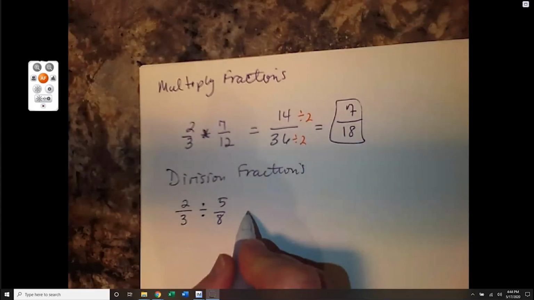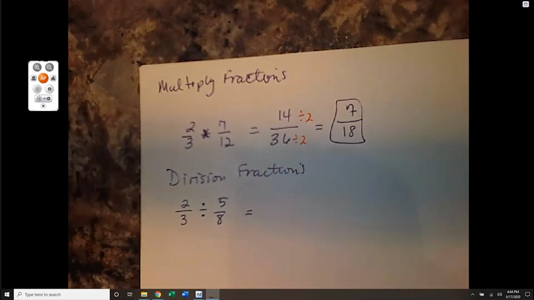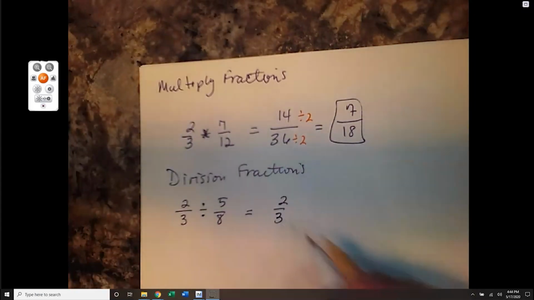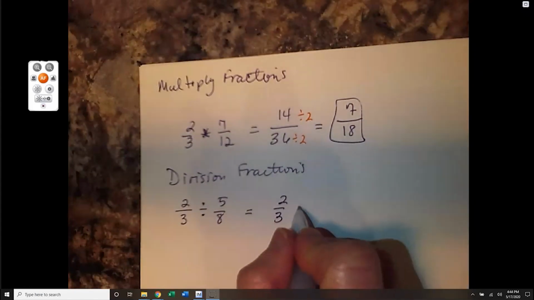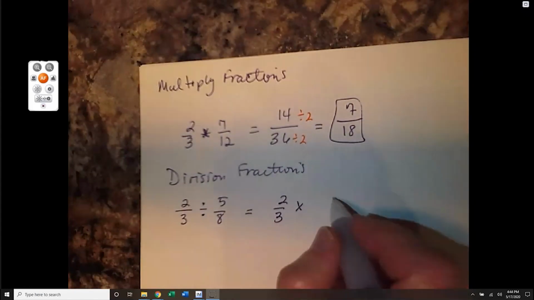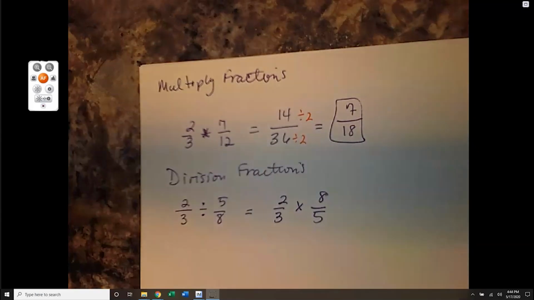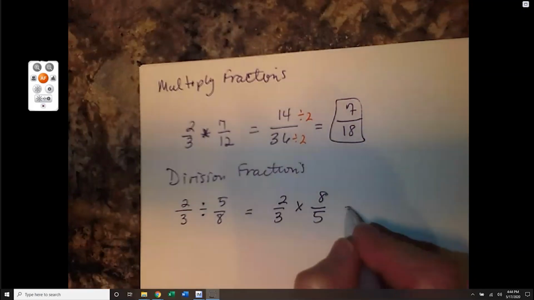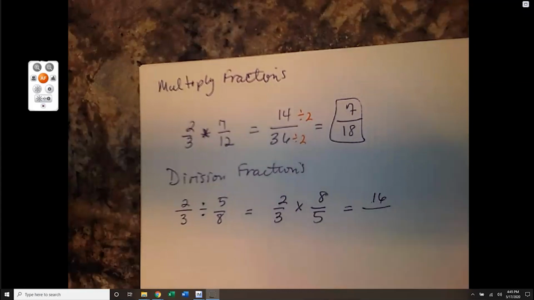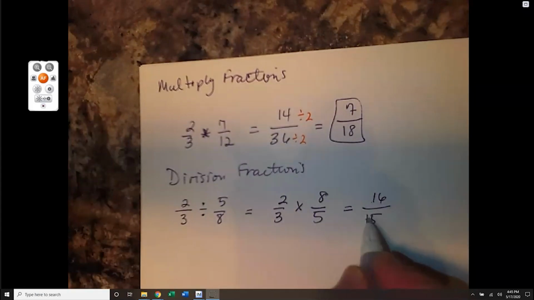So division of fractions is equivalent to 2/3 times its inverse. So these are equal. If I take 2/3 and divide it by 5/8, it's the same thing as 2/3 times 8/5. Well, that's a beautiful thing because now I can multiply across the top and multiply across the bottom, and voila, I have my answer. So I have 16 on the top, I have 15 on the bottom.